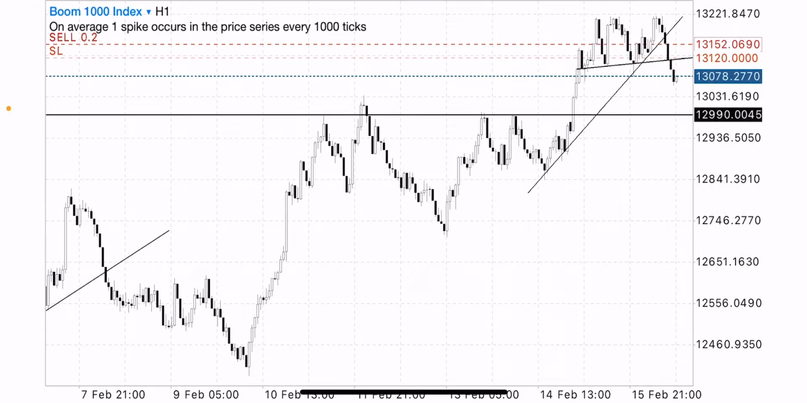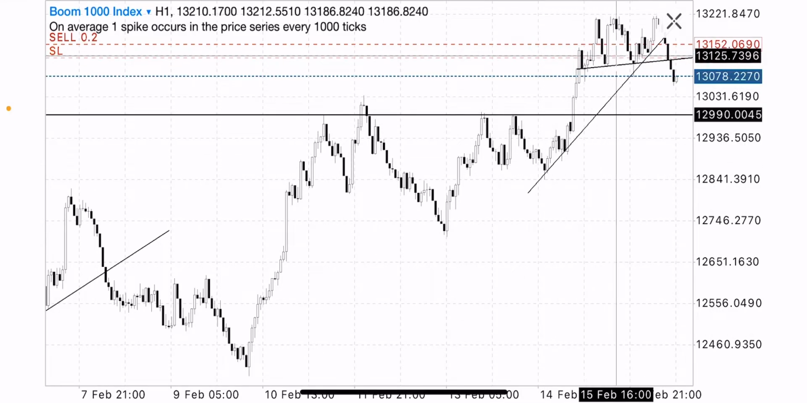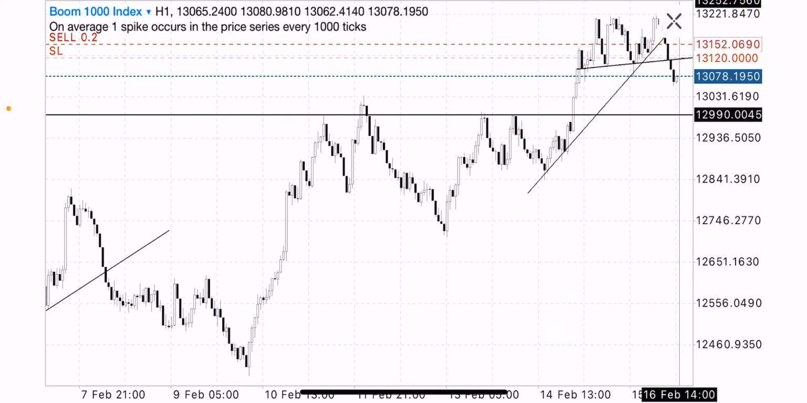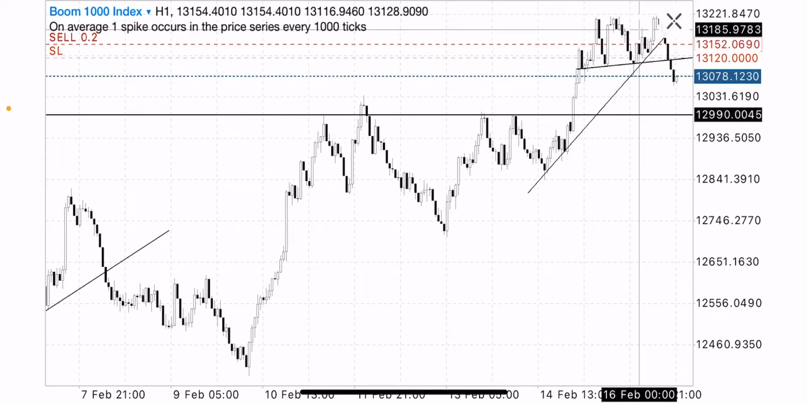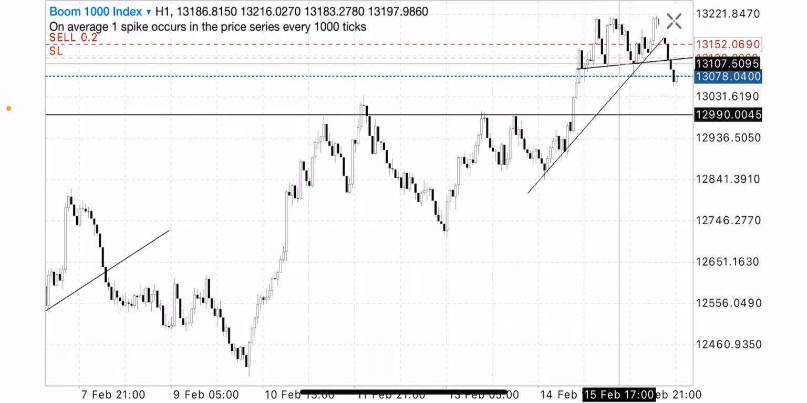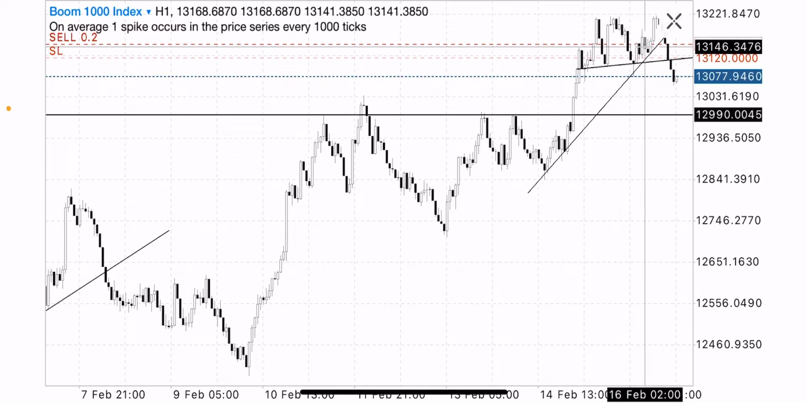So you see the market was moving and respecting this trend. I did not enter buy here. I was just waiting for the market to do what? Break the trend. That's what we're talking about, breakout signal. Now you can see, if you watch this closely, immediately the market broke, I took a sell signal from here.